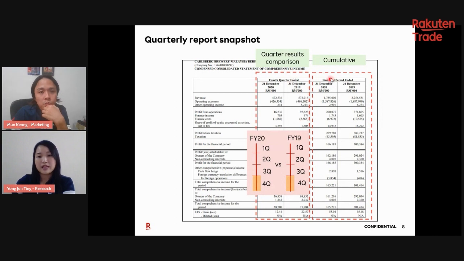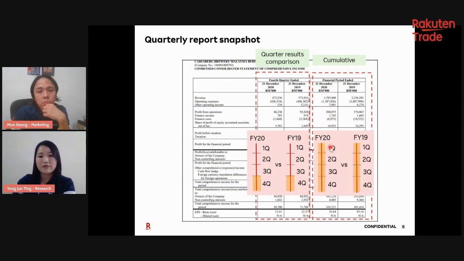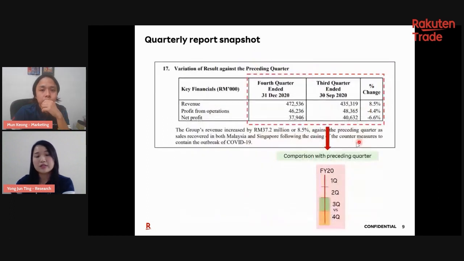For the 3rd and 4th columns, these are the cumulative numbers of the financial results. Let's say now it is the 4th quarter. This column sums up the 1st quarter, 2nd quarter, 3rd quarter, until the 4th quarter, the 4 quarters of financial results. And the same goes for this column. So you make yearly comparisons between financial year 2020 and financial year 2019. Very simple and direct as that. Another thing is that the quarterly report also gives you a comparison with the preceding quarter.